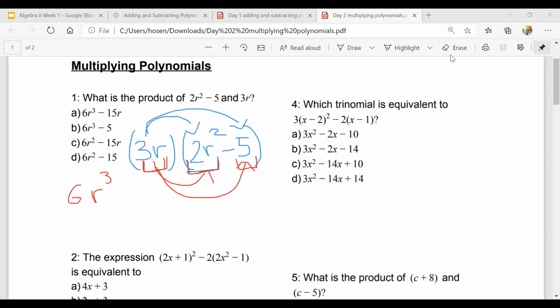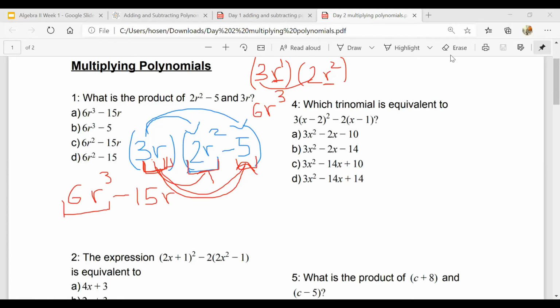Because remember, this is what I just told you guys about the law of exponent, right? The product rule states that when you're multiplying, if you have the same base, so essentially 3 times 2 gives you 6. And if you have the same base, like r and r, you keep the base and you add the exponent. There is an invisible 1 in here, and you add the exponent. 2 plus 1 is 3. So it's 6r to the 3rd. And 3r times negative 5 is actually negative 15r. This is your answer, which is option A.